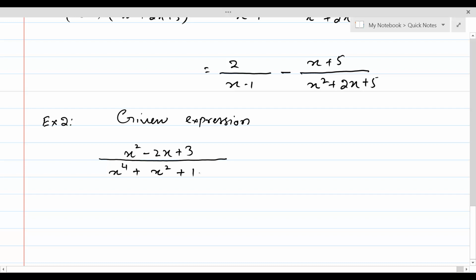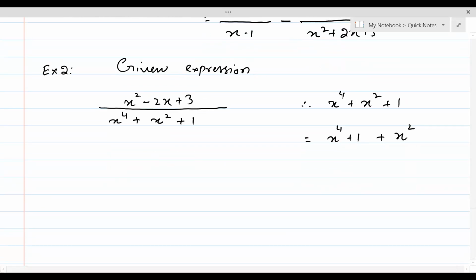Here the factor in the denominator, that is not even quadratic. Probably we can factorize it and write it as product of two quadratic factors, which are of course not reducible. Let's factorize it. x4 plus x squared plus 1. This can be written in this form: x4 plus 1 plus x squared plus x squared. And now we will be completing the square.